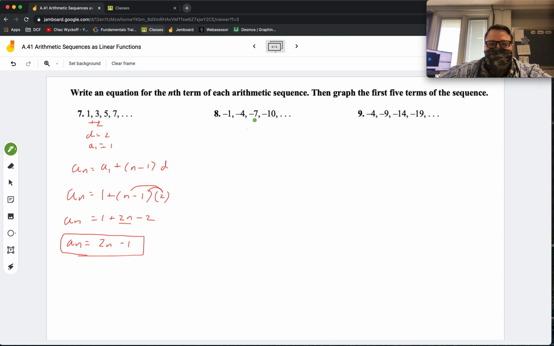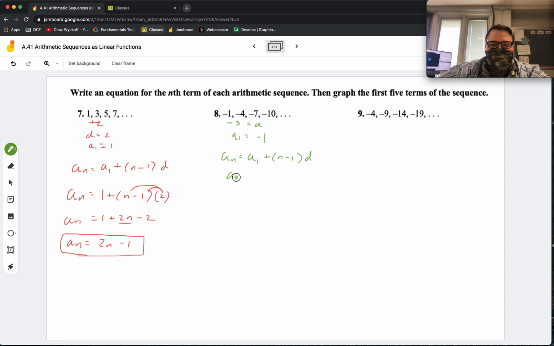I'll do number 8. I am subtracting 3 each time. So minus 3 equals D. All right. And A sub 1, my first term, is negative 1. So A sub n equals A sub 1 plus n minus 1 times D.